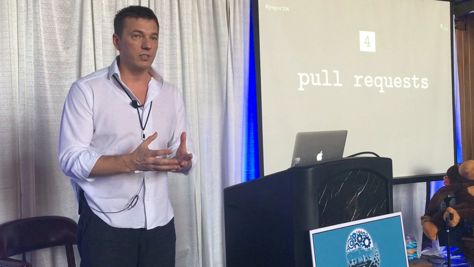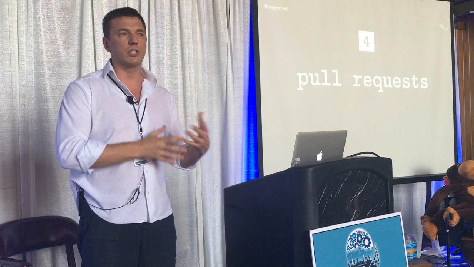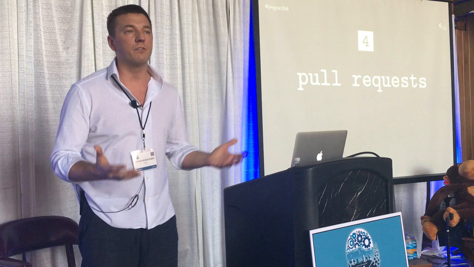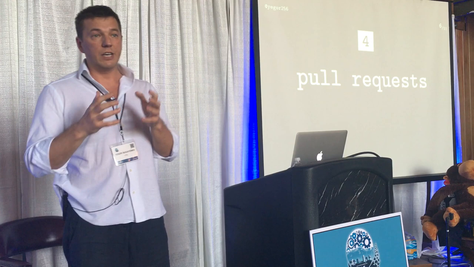So this is where Git actually starts to shine. Without branches, it's just a simple storage of files, there's not so many benefits of using Git. When you're using Git and GitHub, you must use pull requests and branches. The idea is quite simple.